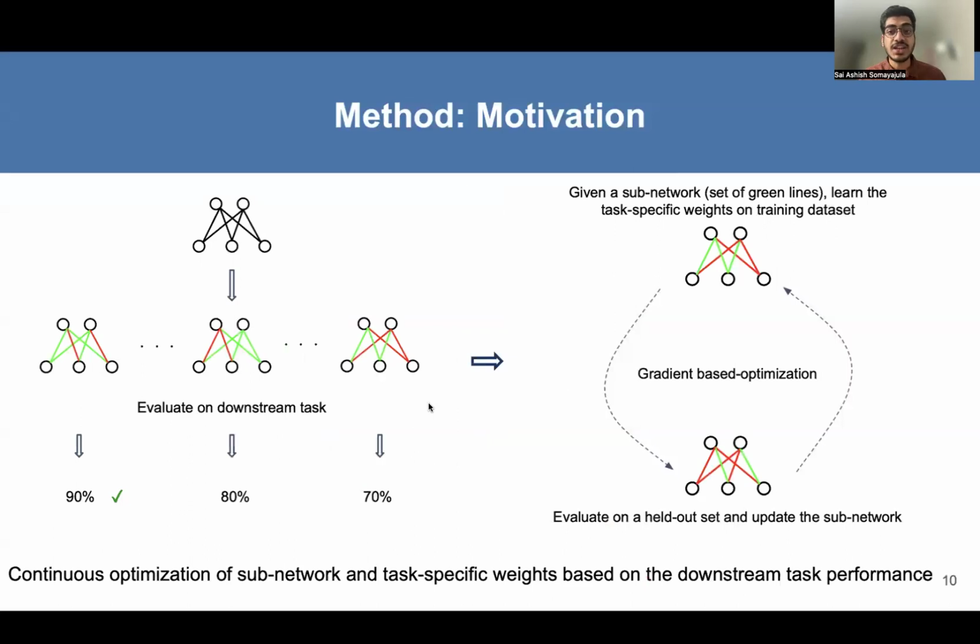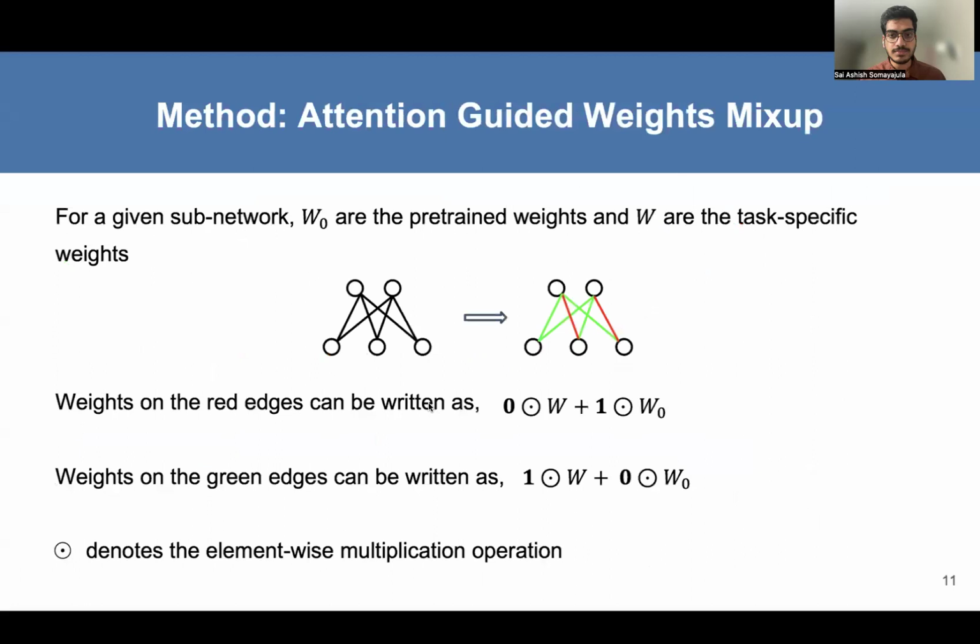We propose transitioning this problem into a continuous optimization of the subnetwork selection and task-specific weights based on the downstream task performance. That is, first given a subnetwork or a set of green edges, we learn those task-specific weights on the training dataset. We evaluate the learned network on a held-out validation set and update the subnetwork or the combinations of the red-green edges in the network graph. So how can we convert it?